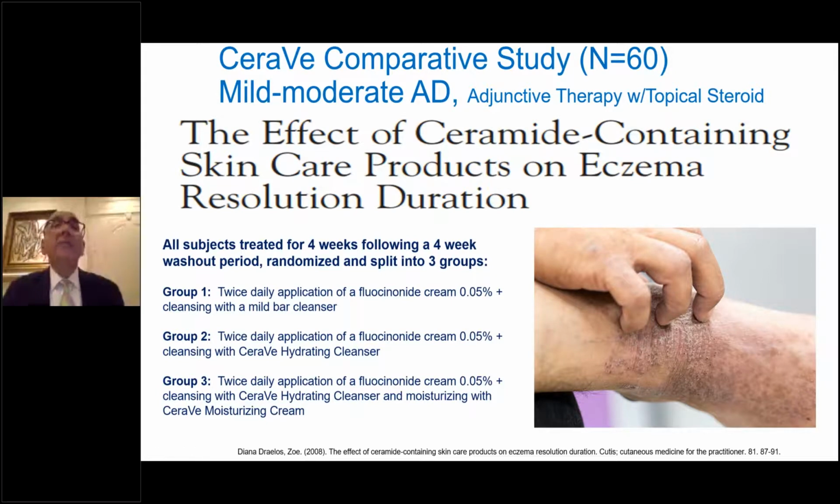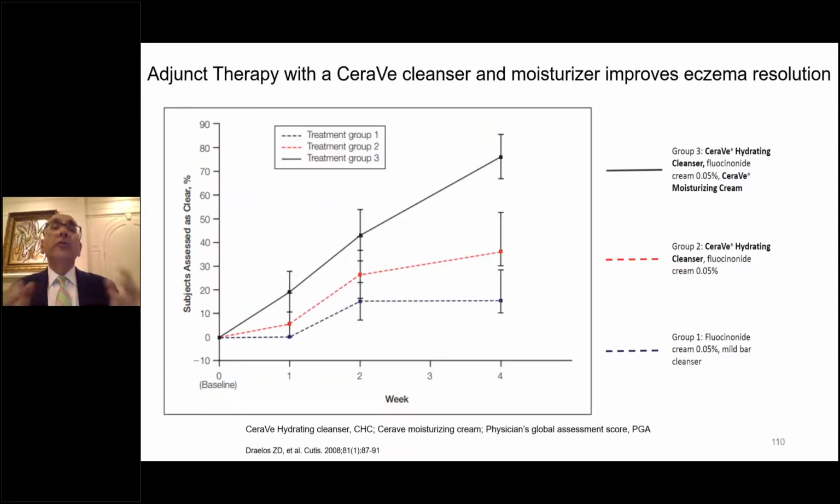Basically they took mild to moderate atopic dermatitis patients and they divided them into 3 groups. Group 1 had the fluocinonide cream, the topical steroid, right, with a mild bar cleanser. Group 2 had the same steroid but CeraVe hydrating cleanser, and group 3 had the same steroid, CeraVe hydrating cleanser, and CeraVe moisturizing cream. So I am sure you already know the answer, which group is gonna do the best, right?